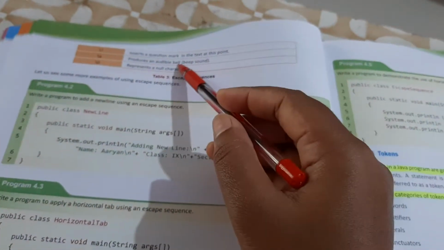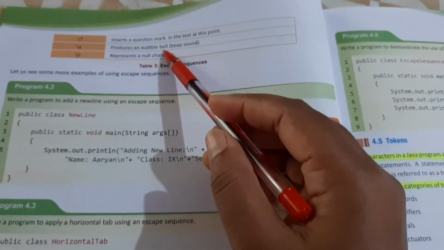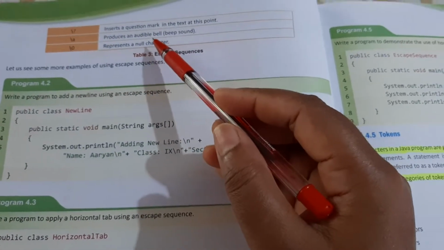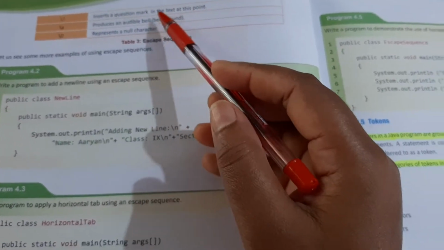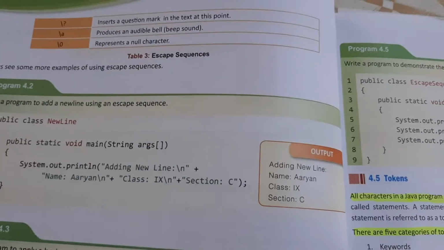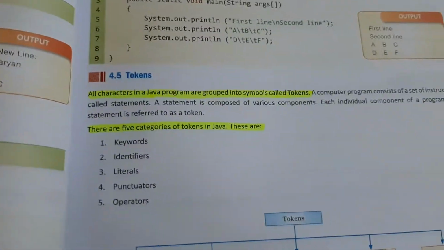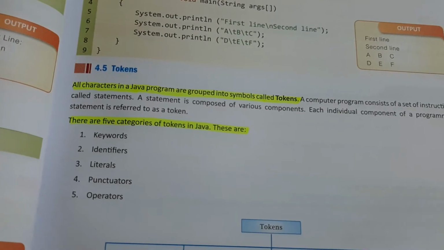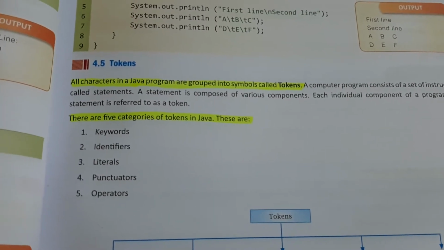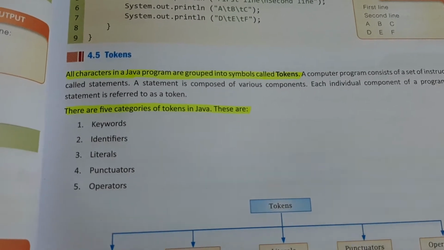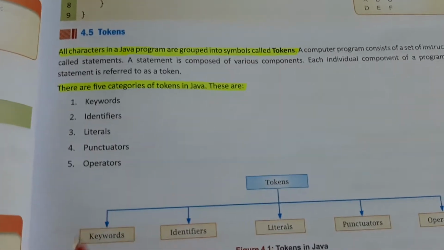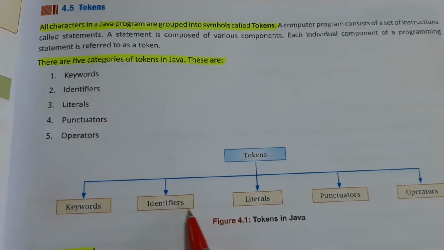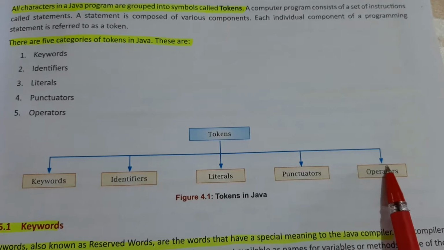So please study this table. Learn this table. It is asked for 2 marks questions, so please memorize this table that is given here regarding the escape sequence. Next is your tokens. Tokens are groups of characters given in the form of symbols. There are 5 kinds of tokens that we have: keywords, identifiers, literals, punctuators and operators.